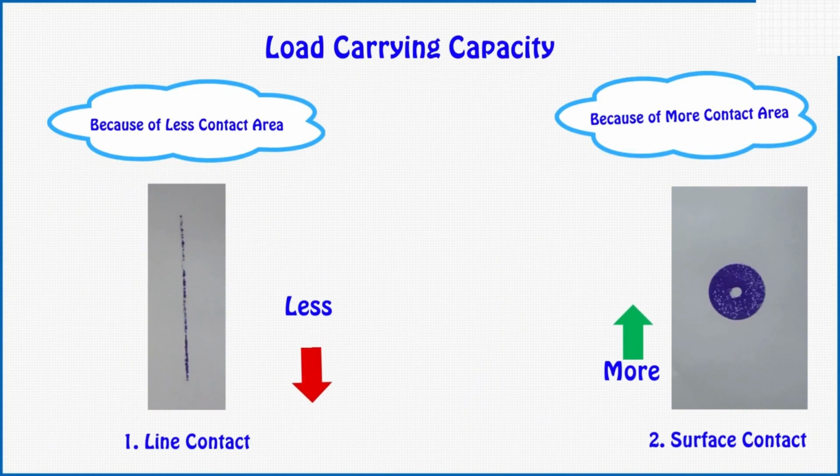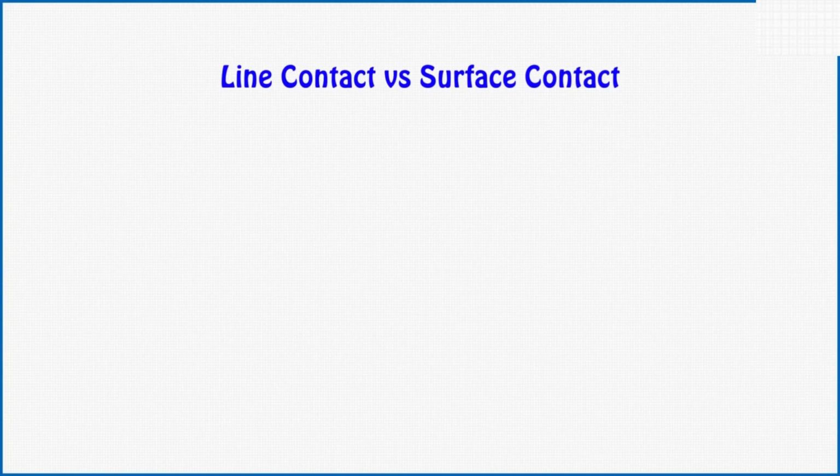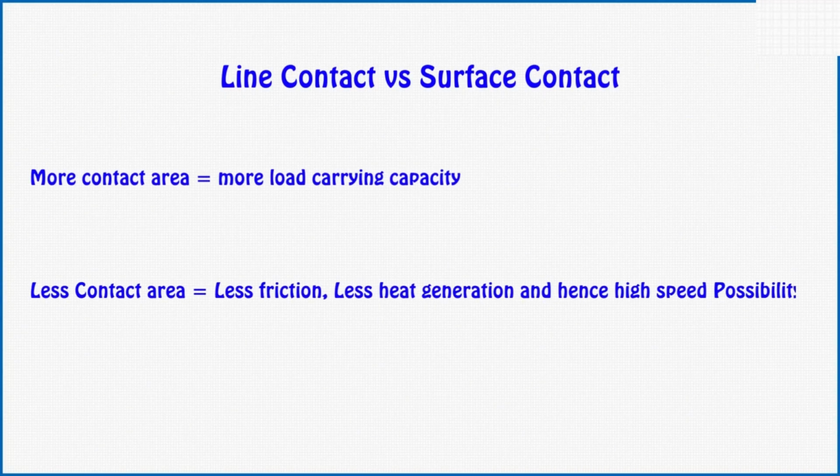Because of the increased contact area, the load-carrying capacity of the surface contact object is more when compared to the cylindrical roller, which was creating only line contact. In the same way, the heat generation due to friction is also more. In simple, more the contact area, more the load-carrying capacity. Lesser the contact area, lesser the heat generation, and able to achieve higher speed.